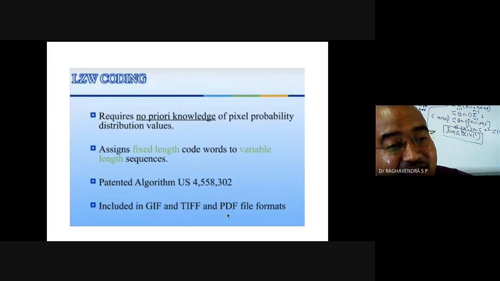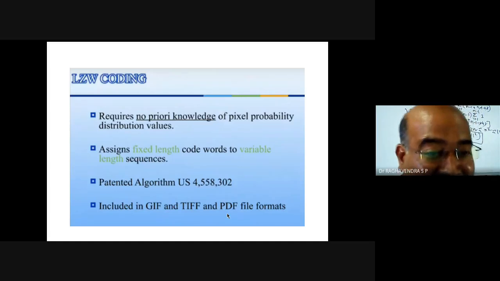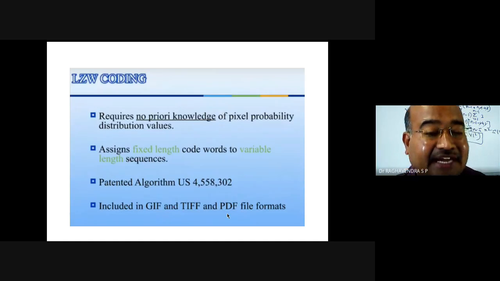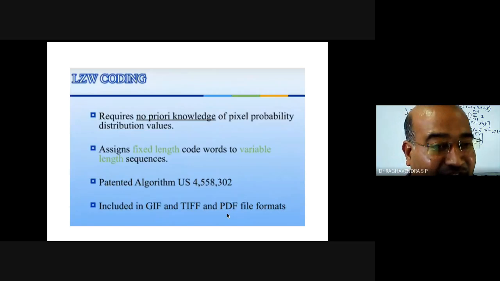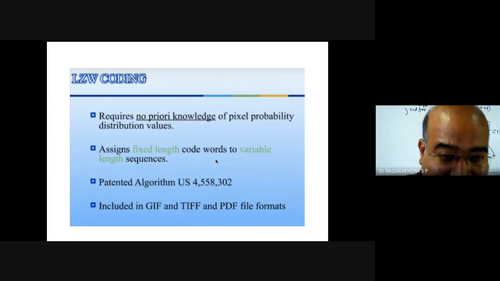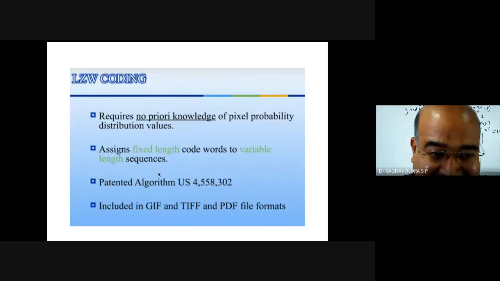So what is LZW coding? It requires no prior knowledge. Okay. So only pixel probability distribution values, based on that we are going to do this. So how will this work? Assign fixed length code words to variable length sequences.